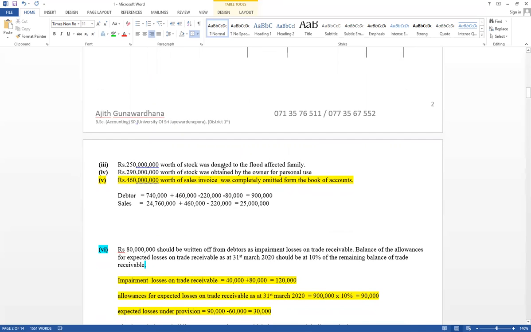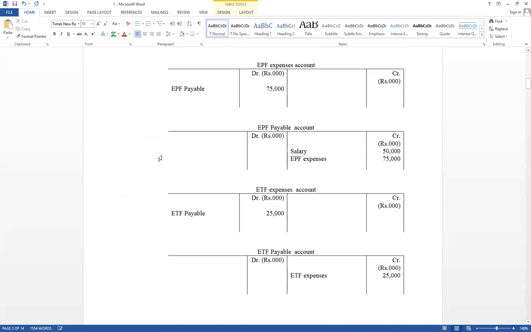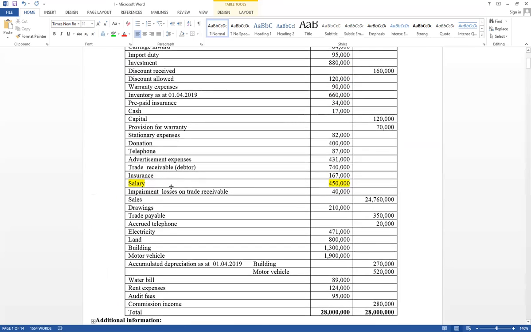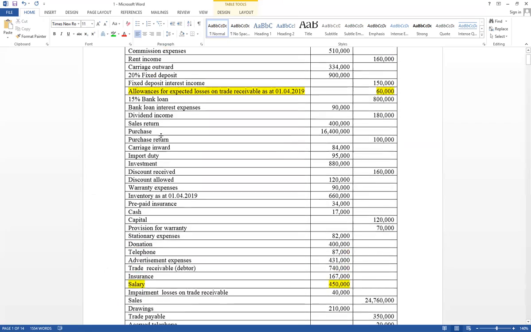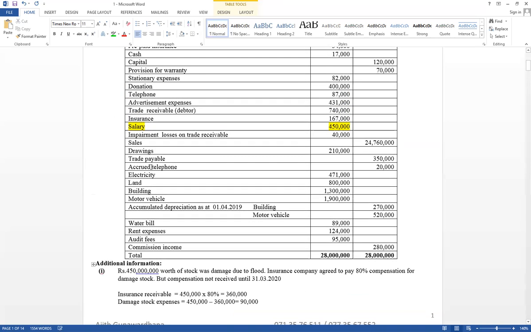250,000 worth of stock was donated to the flood affected family. Think about the donation available in the additional information, stock donation: double entry, purchase account credit, donation account debit, and the donation trial balance has also been given. Therefore, as expense, the total value should be considered, donation expense. The trial balance also gives donation. See the trial balance. Donation is an expense. If the trial balance has been given, there was a double entry. This is the donation: 400,000 available in the trial balance.